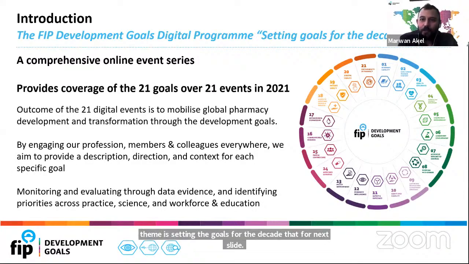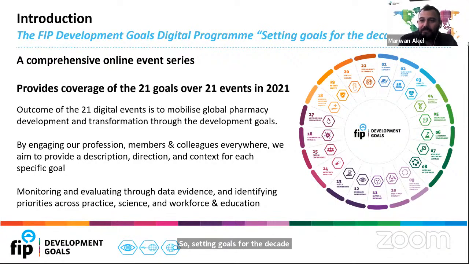Setting goals for the decade ahead is a comprehensive online event series which provides coverage of the 21 goals over 21 events in 2021. The outcome of the 21 digital events is to mobilize global pharmacy development and transformation through the development goals. By engaging our profession, members, and colleagues everywhere, we aim to provide a description, direction, and context for each specific goal. We will be monitoring and evaluating through data evidence and identifying priorities across practice, science, and workforce and education. We will be going over these three elements in our webinar today.